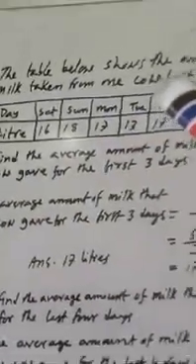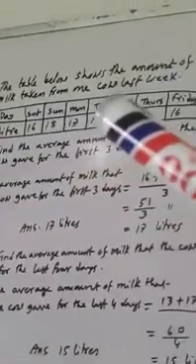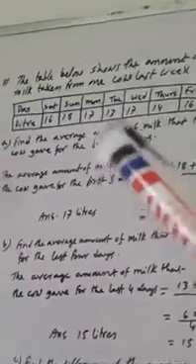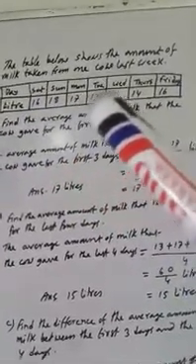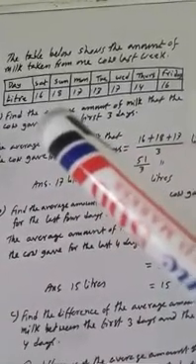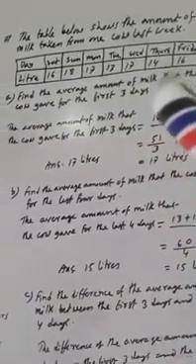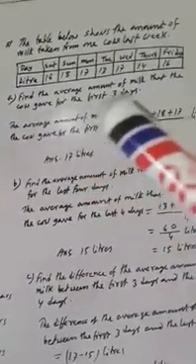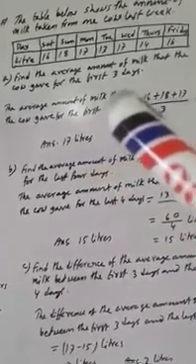Another problem is given. The table below shows the amount of milk taken from one cow last week. The table is given by day: Saturday, Sunday, Monday, Tuesday, Wednesday, Thursday, Friday, and in liters the quantity is 16, 18, 17, 13, 17, 14, 16. The question is: find the average amount of milk that the cow gave for the first 3 days.